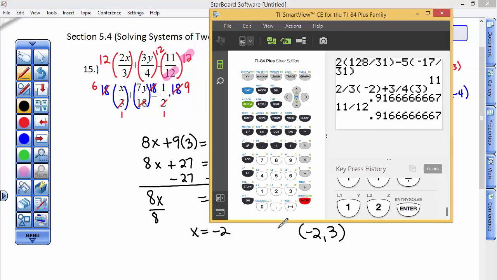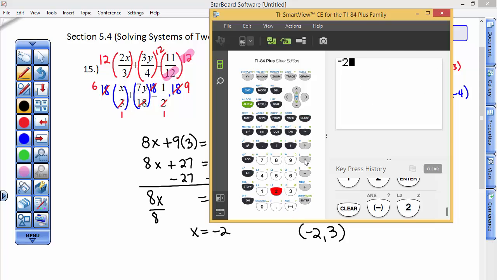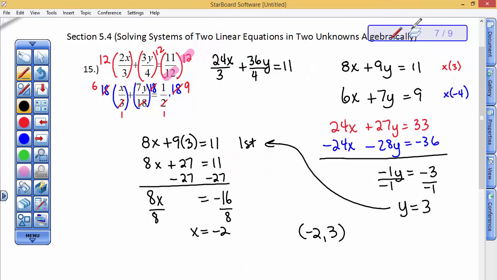The next equation was x divided by 3, so I'm going to take x, which is a negative 2, and I'm going to divide that by 3, plus 7 divided by 18 times y, which was 3, and I want to know if that equals 1/2, which it does. So since I checked in my original equations, I'm very confident. Now if I were you, I would try this one on your own. So hit pause.